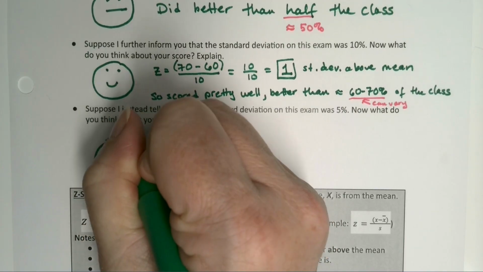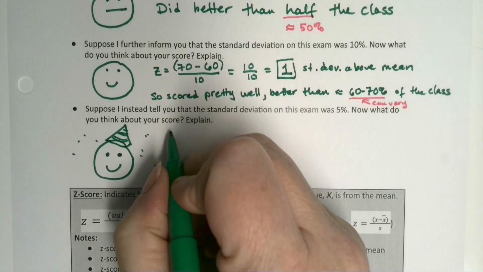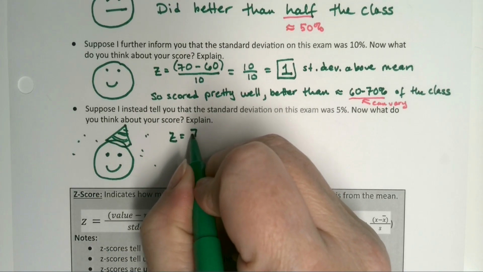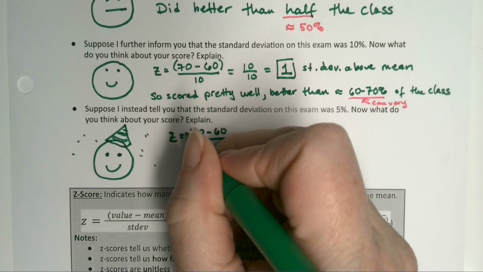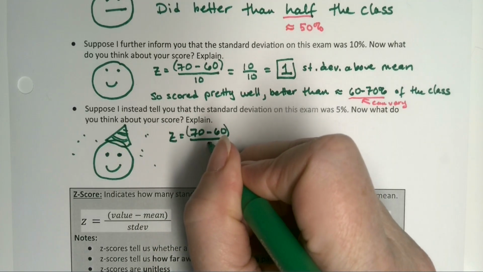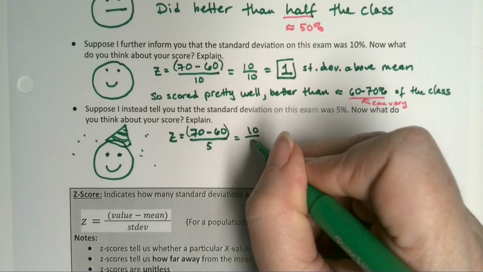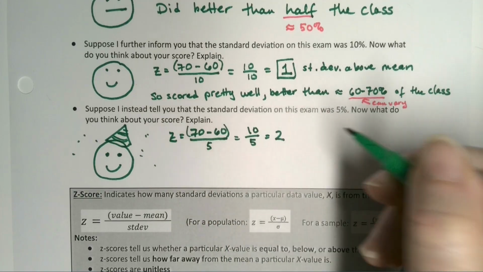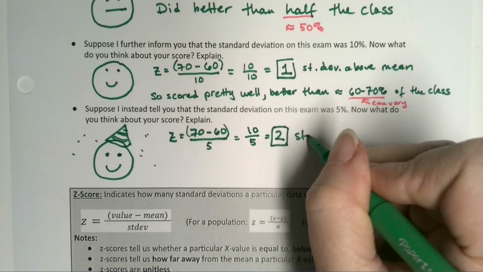You're going to have confetti, right? Woo! Now why? Well, your score is still 70 and the mean was still 60. But instead of dividing it by 10, we're going to divide it by 5. So 70 take away 60 is 10. 10 divided by 5 is 2. So now you're 2 standard deviations above the mean.